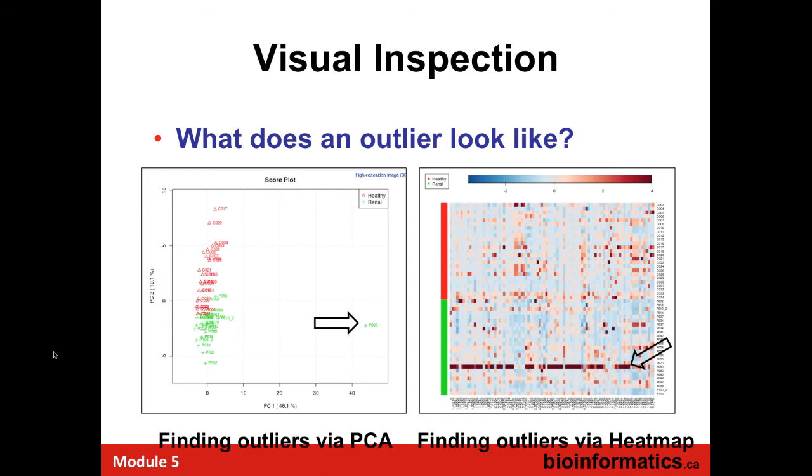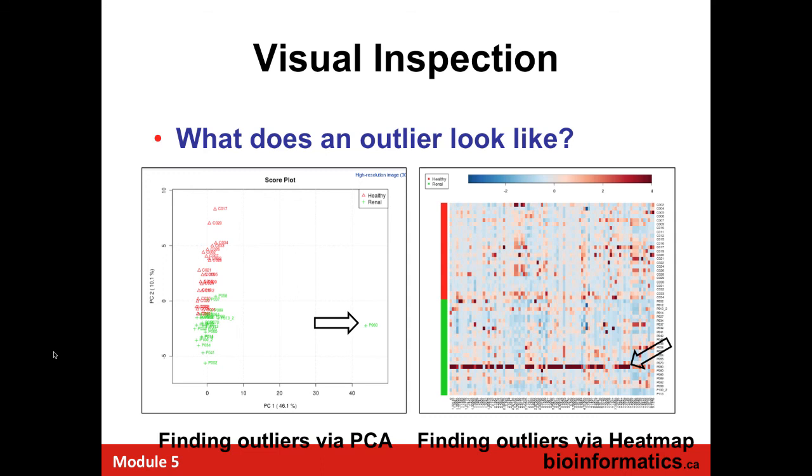And this is an example where we've done principal component analysis, and there are, in this case, two clusters, a red and a green cluster, and then there's something way off on the right, which is marked with the arrow. Or in the case of the heat map, we're seeing a heat map of metabolites, different groups, the red and the green group, and everything's kind of gray, blue, slightly red. And then you see this dark streak all the way across in this heat map. That's another way of detecting an outlier.